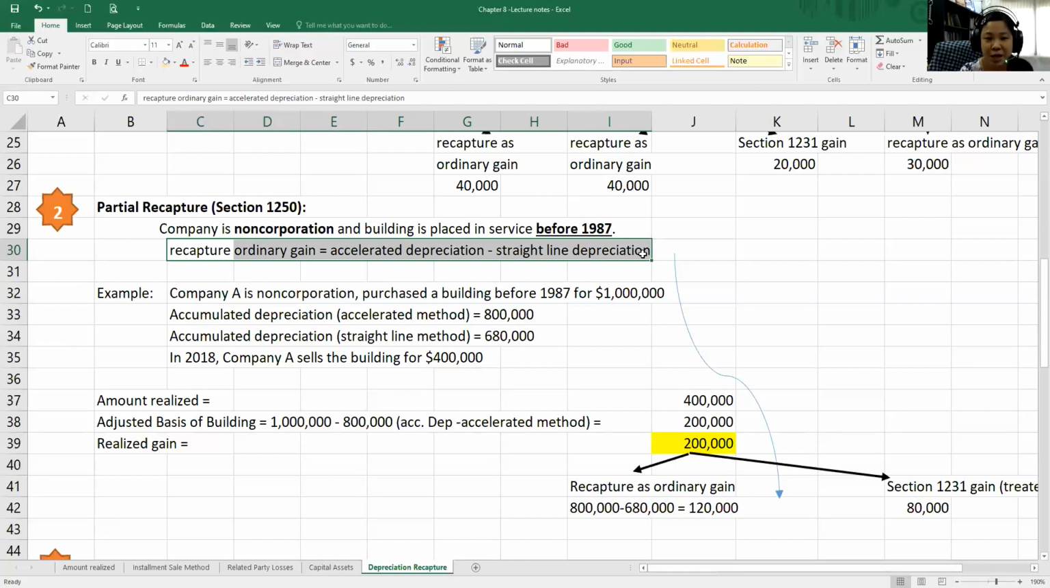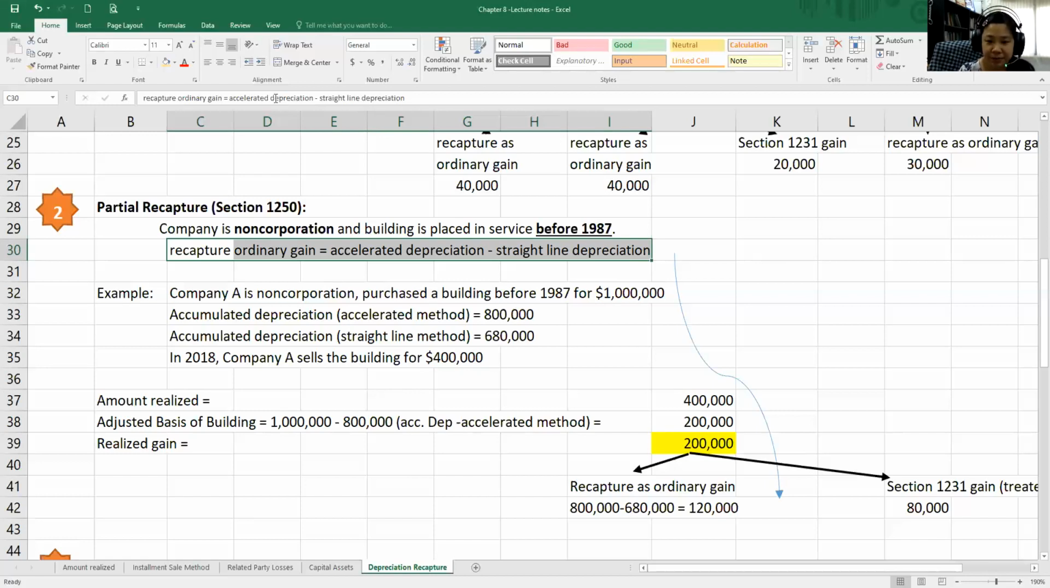straight line depreciation. For example, now we have a company A. It is a non-corporation. It purchased a building before 1987 for $1 million. Accumulated depreciation using the accelerated method is 800,000, and accumulated depreciation using the straight line method is 680,000. In 2018, company A sells the building for 400,000.